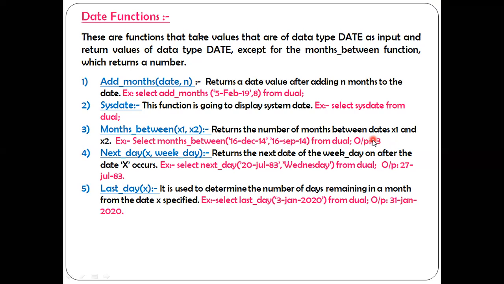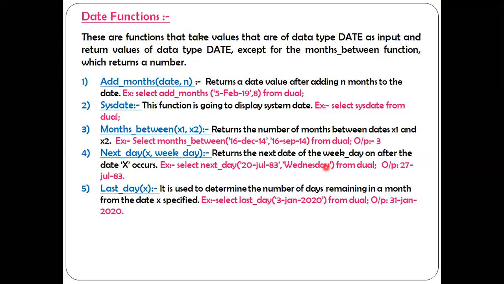Okay. So moving to the fourth function, NEXT_DAY, with two parameters, x comma week_day. This function returns the next date of the week_day after the date x occurs. Have a look at the example. Select NEXT_DAY. I have given the date as '20th July 83'. This 20th day belongs to which day? This 20th belongs to Wednesday in 1983.